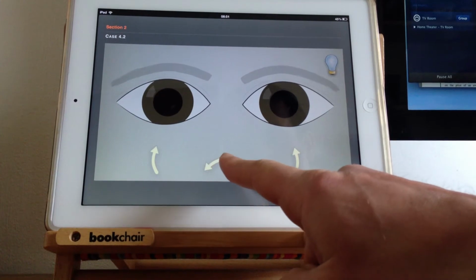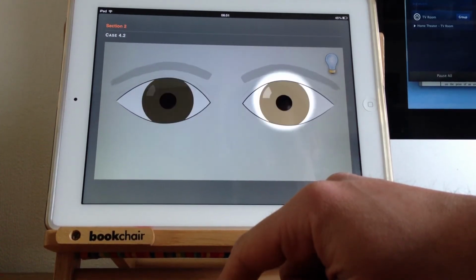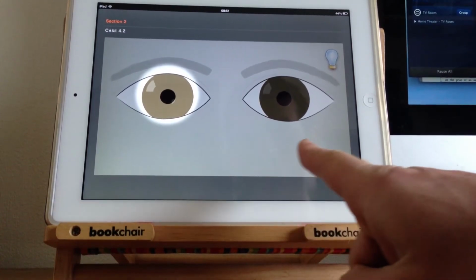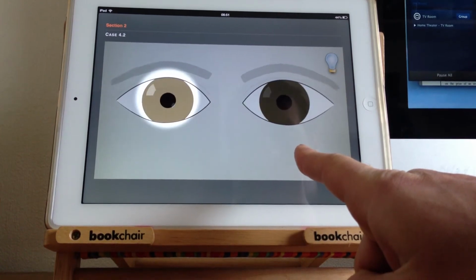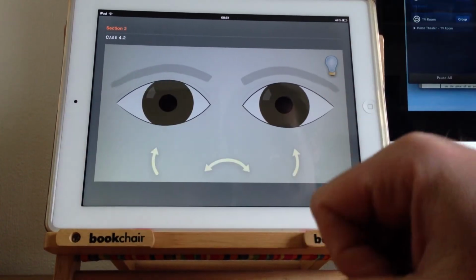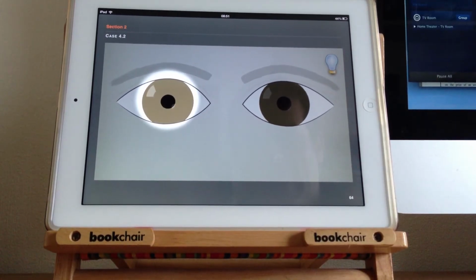Now I'm going to do a swinging light test. And as the light goes across to the patient's left eye, the right eye as we're looking at it, the pupils dilate. And if we look, it's actually both pupils dilating.